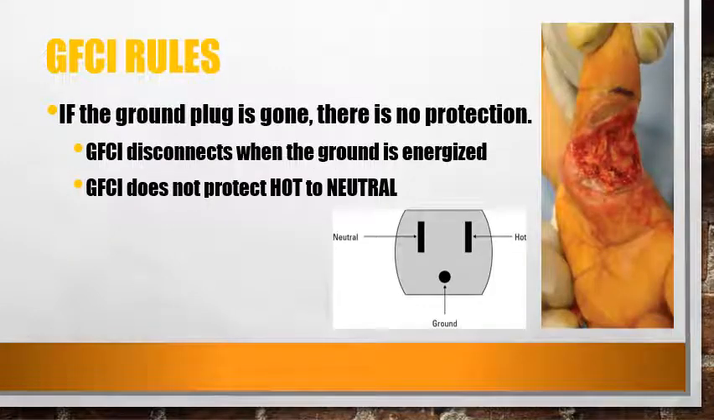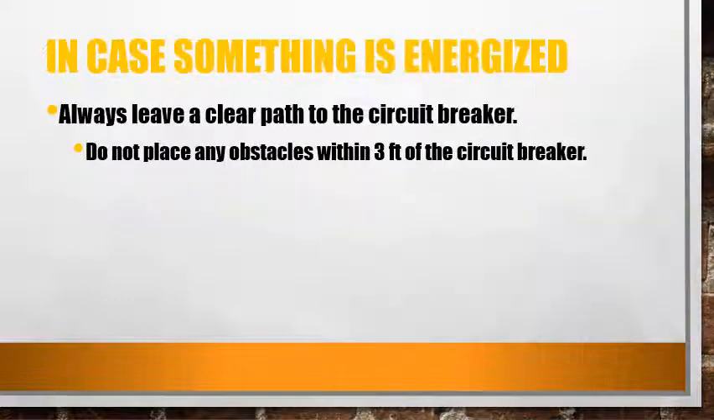A ground fault current interrupter only protects you from grounding, it does not protect you from touching both the hot wire and the neutral wire. If you were to touch both the hot wire and the neutral wire, the electricity would pass through your body as the path of least resistance and cause electrical burns, shocks, explosion, or electrocution.